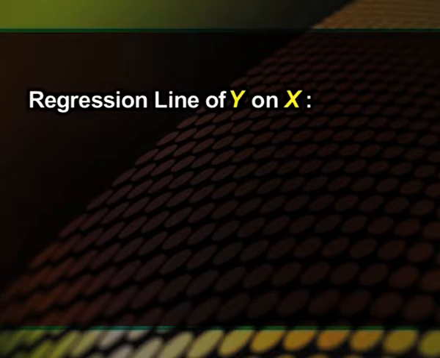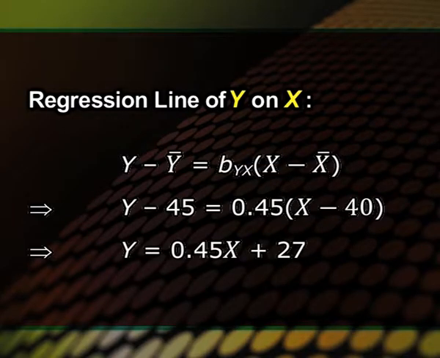Now let's calculate the regression line of y on x. For this, we have the formula y minus y bar equals byx times x minus x bar. Let's substitute the values. y minus 45 equals 0.45 times x minus 40. That gives us the equation y equals 0.45x plus 27.